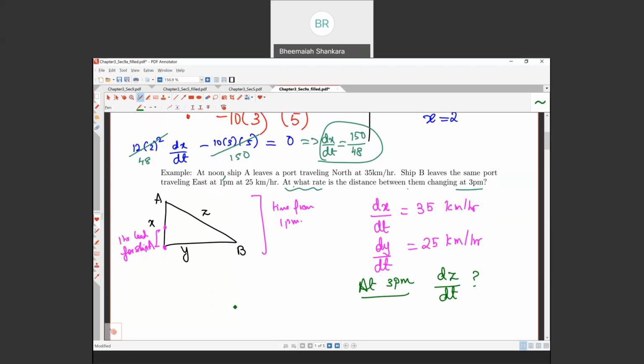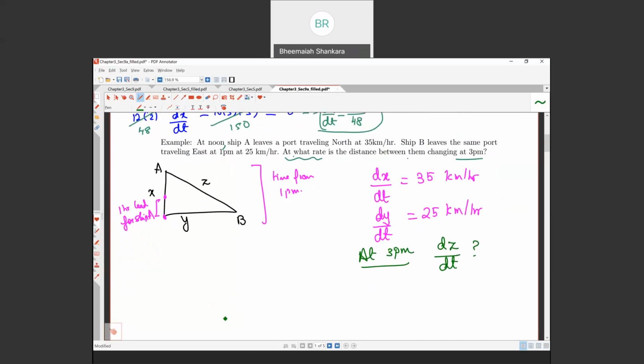So you want the exact values for x and y here, which are not given in the problem, but just the rates of change of x and y are given. So let's try to find x and y. Use the Pythagoras theorem for this. And you can write (x plus 35) squared plus y squared equal to z squared.